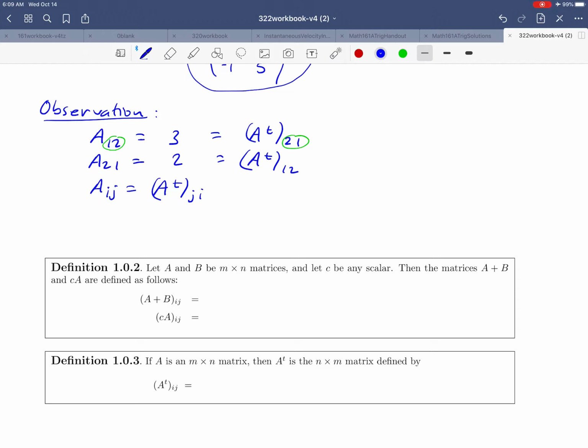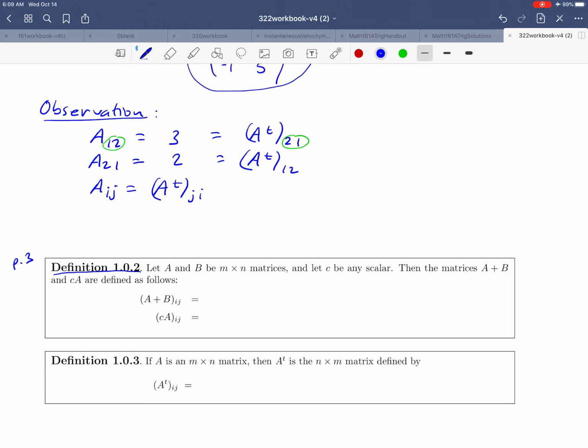Hello everybody, and welcome to the continuation of page 3 in the workbook. What we're about to do here is to give formal definitions of the three matrix operations that we talked about in the previous video. Okay, so let's start with definition 1.0.2 here.